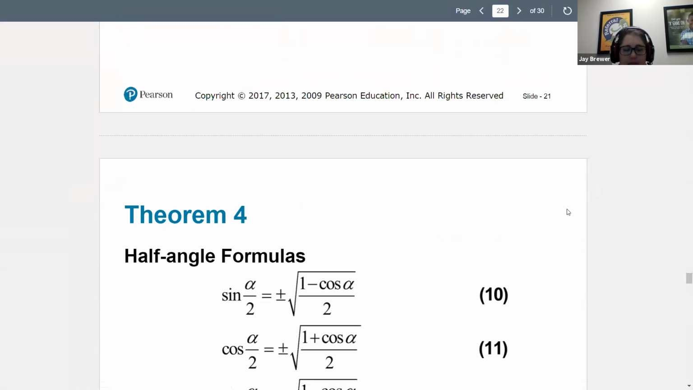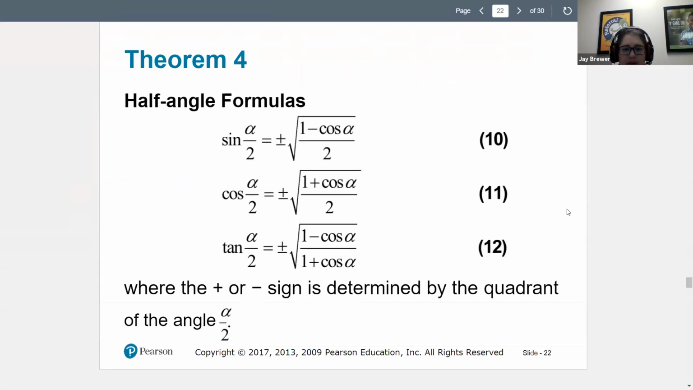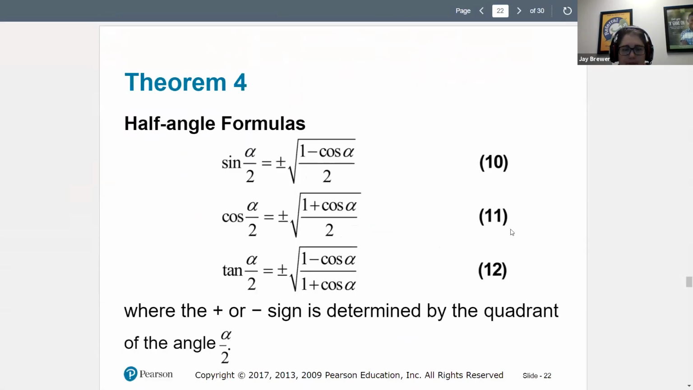All right, and if I ever go too fast, you can always use the video to rewatch it. All right, theorem 4, half-angle formulas. Here's where you find the true 10, 11, and 12. I'm not going to read them out to you. You can obviously see them and you know what they are.